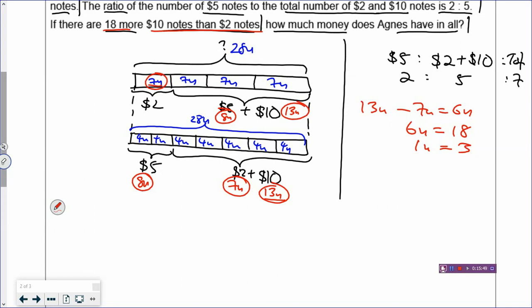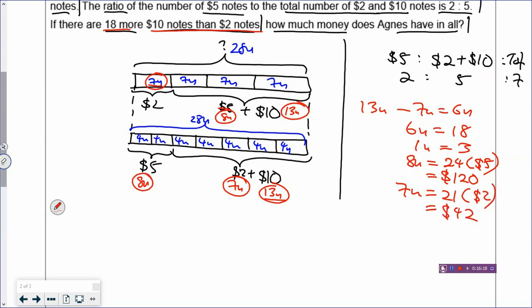Alright, so now can you find how much money Agnes has in all? Yes, you can. So let's do it slowly. So 8 units is the $5 notes. So you take 8 times 3, you have 24 $5 notes, which is what value? Which is $120. And then you have 7 units of $2 notes, which is 7 times 3, 21 $2 notes. And what's the value? The value is 42. And then you have 13 units of $10, which is 13 times 3, 39 $10 notes. And what's the value? The value is 390, right?